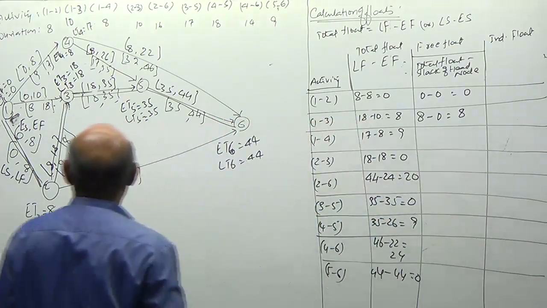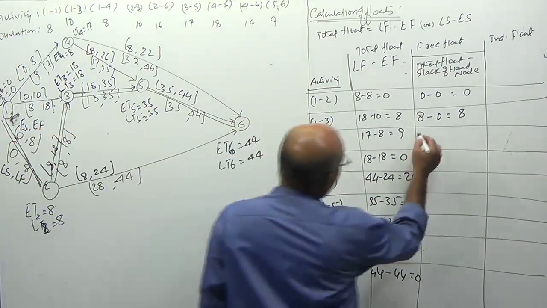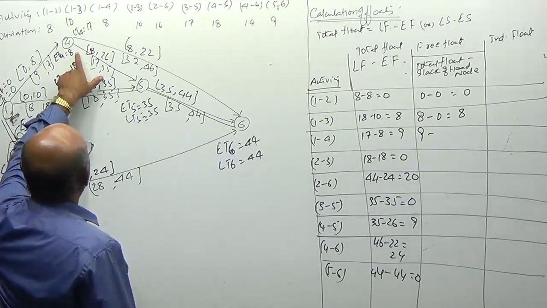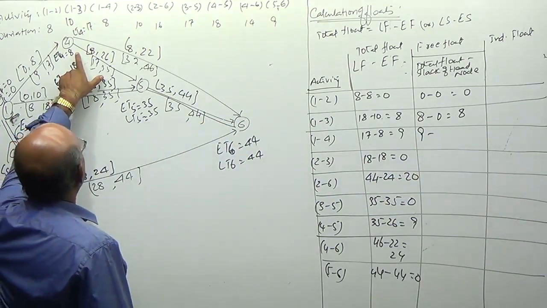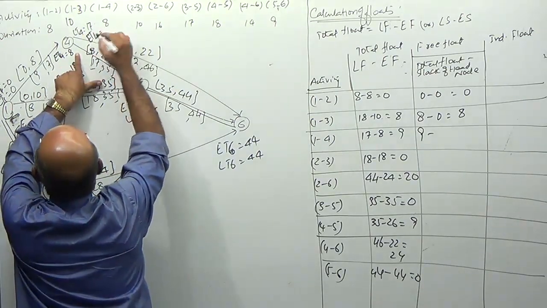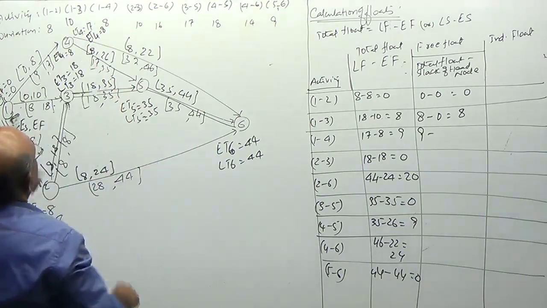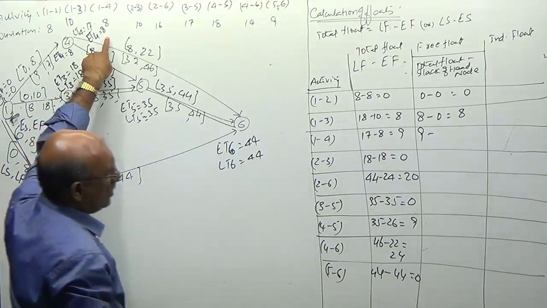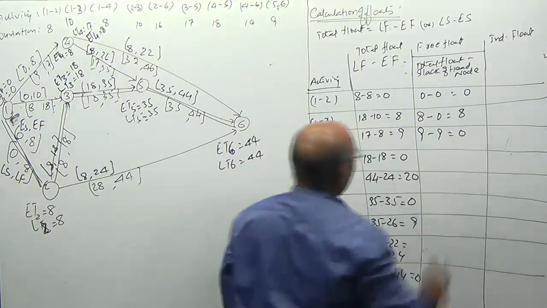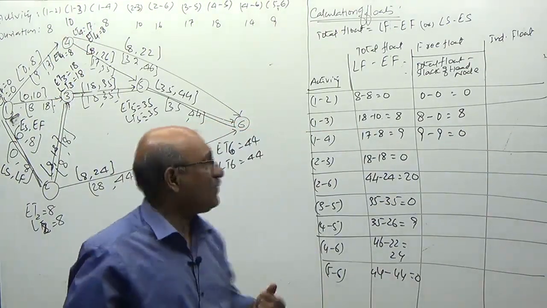Look at the activity 1-4, sir. Let us interpret 1-4 the same way. 9 minus... For activity 1-4, what is the head node? 4 is the head node. Earliest timing of 4 is equal to 8. Latest timing is 17. The difference of these two timings is called slack. 17 minus 8, 9, minus 9 is equal to 0. Now, what does this 0 stand for?